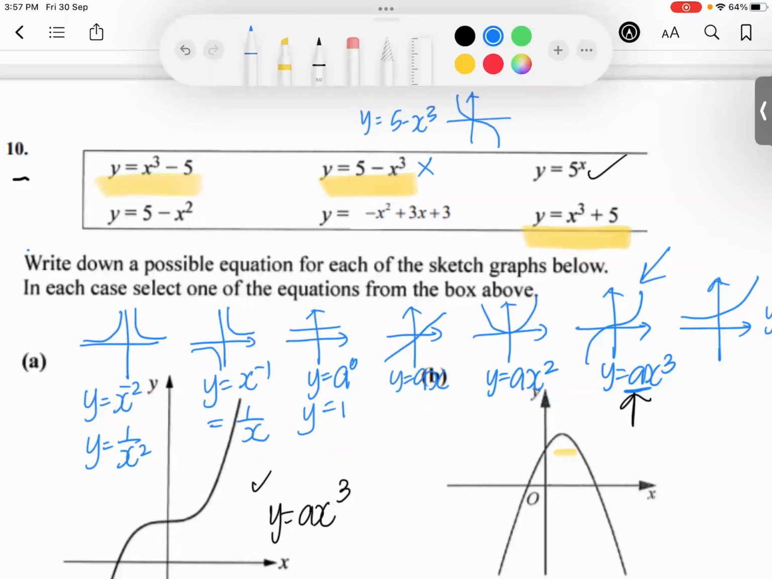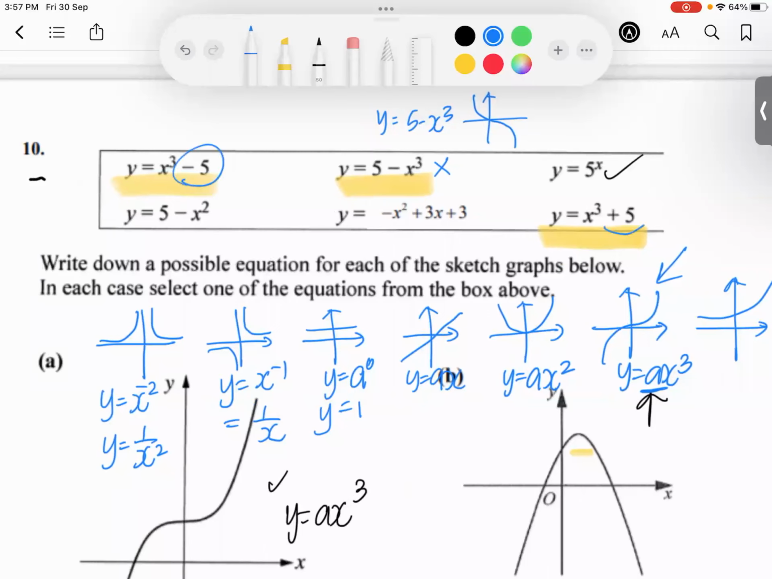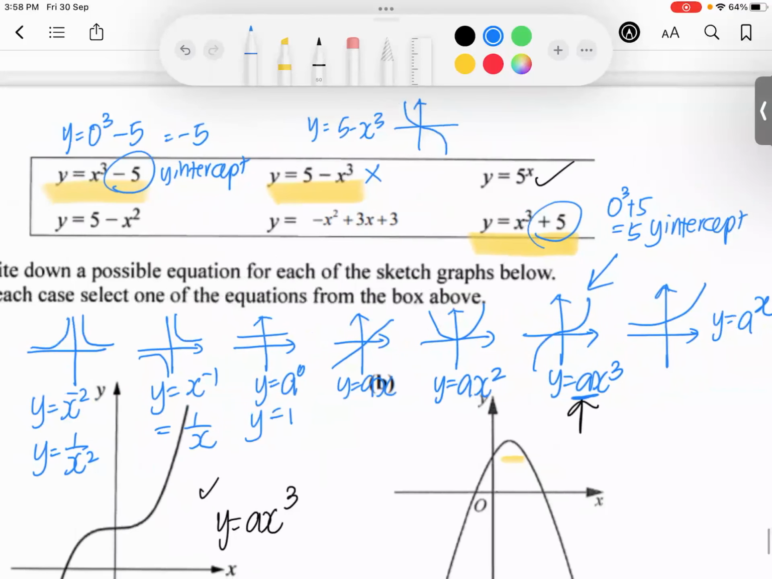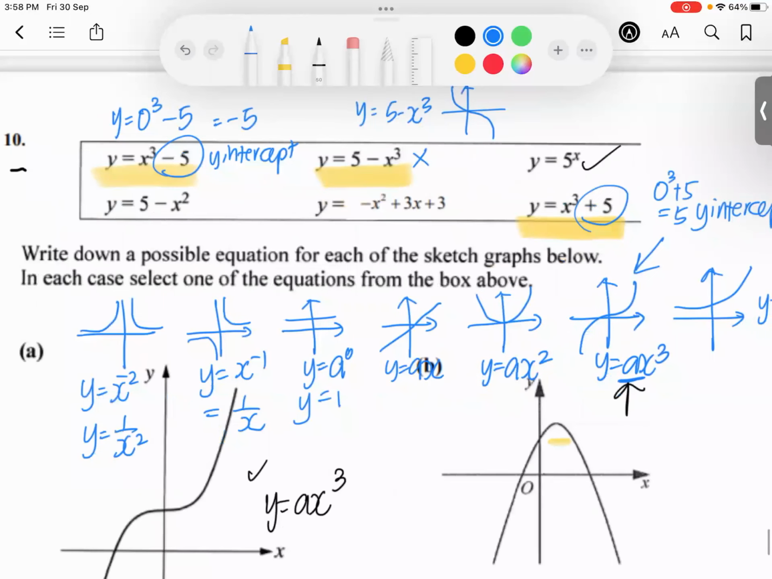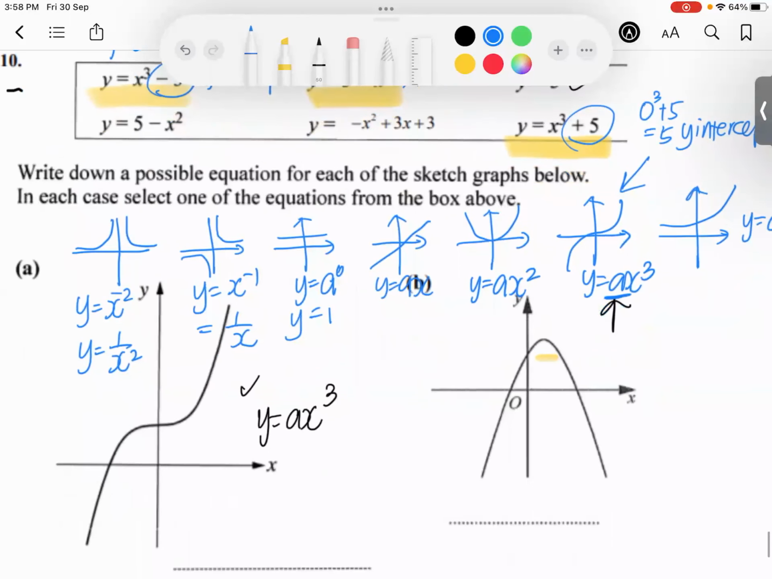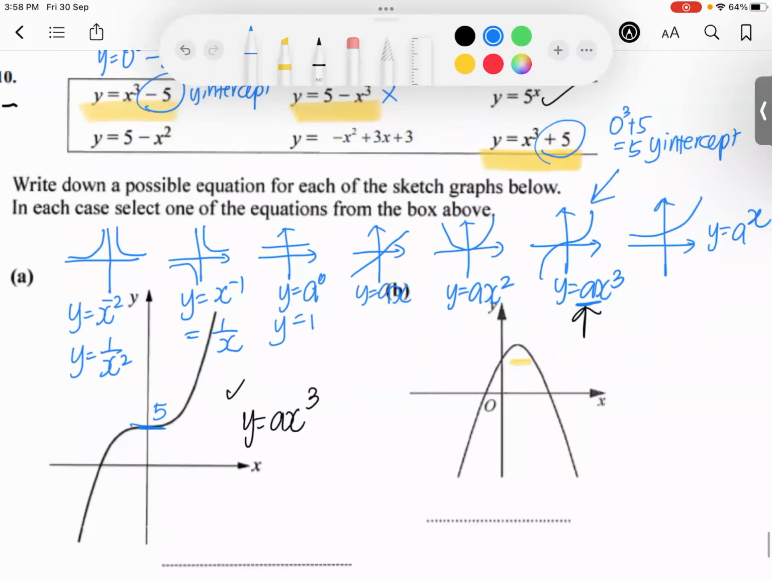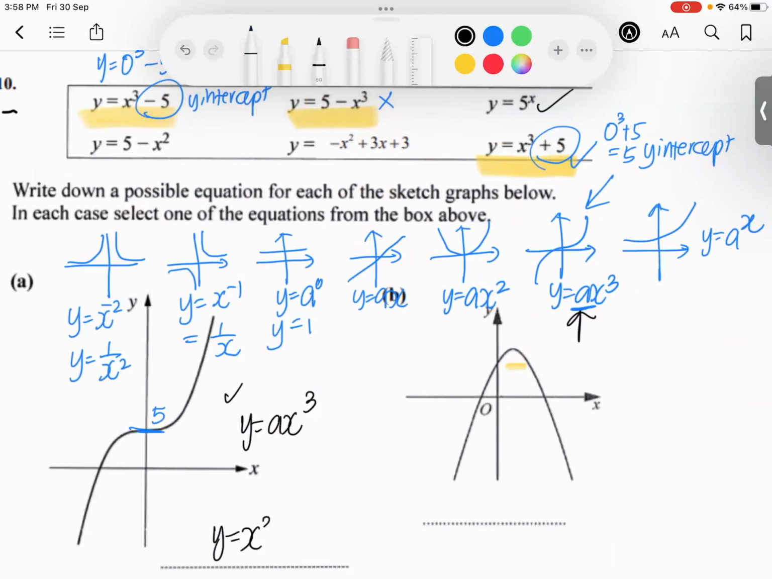Next, I look at this. What is the difference between this and this? One is minus 5, the other one is plus 5. It means when x equals 0, my y-intercept will be equal to -5. This one over here, when x is equal to 0, y equals 5, my y-intercept. So one of the y-intercepts is a positive number, one is a negative number. Let's check where my y-intercept is. This is a positive number. So in this case, I'll choose the one with the positive number, which is y equals x cubed plus 5.